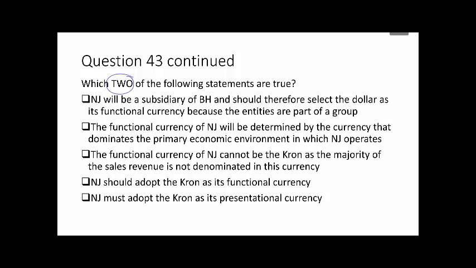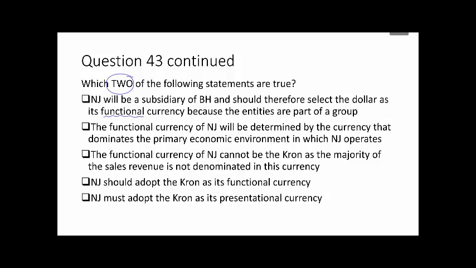So the first is that NJ will be a subsidiary of BH, yes it will, and should therefore select the dollar as its functional currency because the entities are part of a group. That isn't true. The functional currency of each company can be dictated at company level, so you can have some international groups where all of the different companies within that group are operating in different currencies without any major issues.